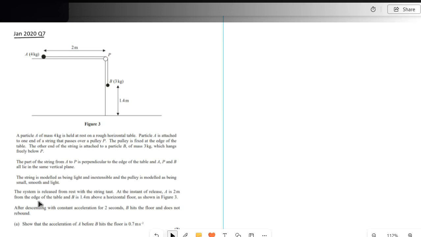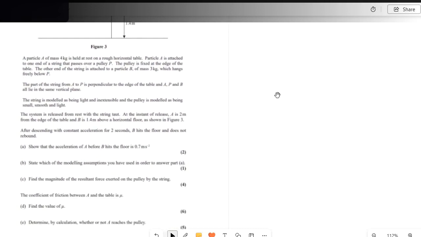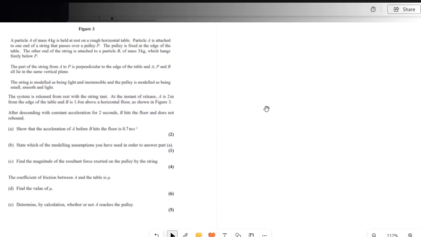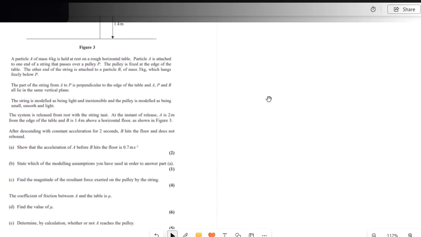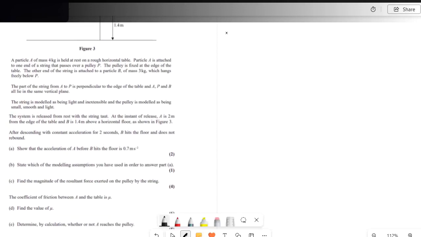At the instant of release, A is 2 meters from the edge of the table and B is 1.4 meters above a horizontal floor, as shown in figure 3. After descending with constant acceleration for 2 seconds, B hits the floor and does not rebound. Show that the acceleration of A before B hits the floor is 0.7 meter per second square.